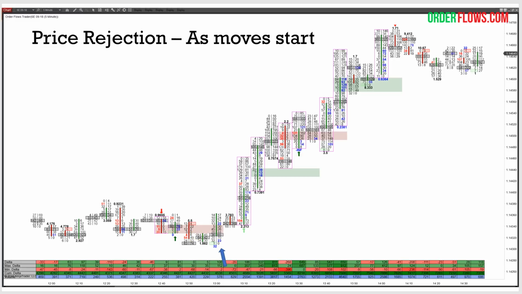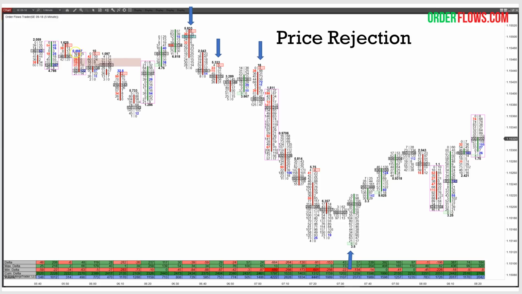So this is the euro currency, and this is a 5-minute chart. And you can see down here where this arrow is, there's signs of price rejection in the order flow. And right before the market put in this big move up to new highs, from 143.30, 32, all the way up to 114.68.